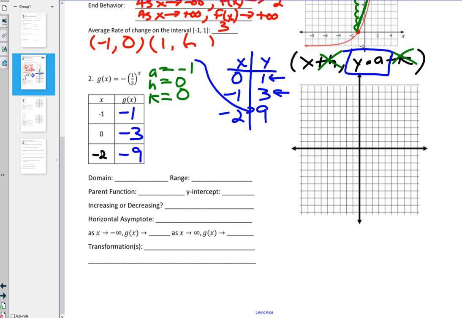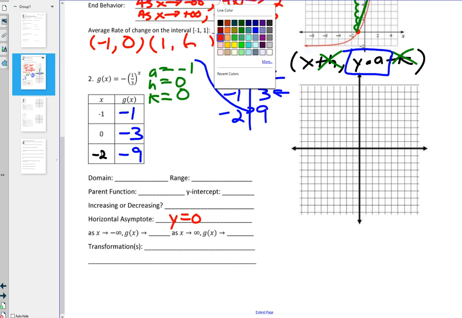Let's do the graph first, and then we get into the questions. Rhea, I'll ask you a question then. Where is my horizontal asymptote going to be? Where is it going to have a horizontal asymptote? Good. We can even answer that right at y equals 0. I'll use my line tool. You can use a straight edge if you have it.